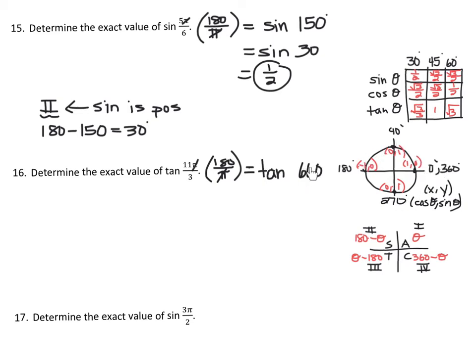So since this is bigger, all we do is subtract off a full circle. We subtract off 360 degrees. If you were given a negative angle, you would do the opposite. You would add on a full circle. You'd add on 360 degrees. All right. So since 660 minus 360 is 300, this leaves us with tan of 300.